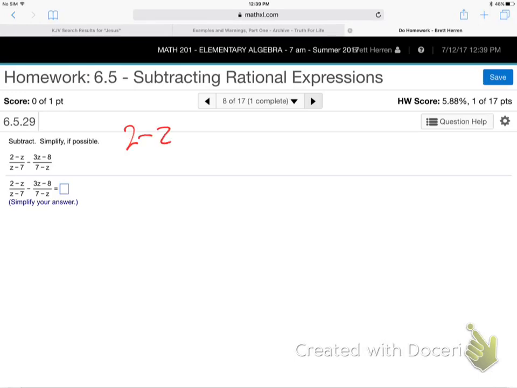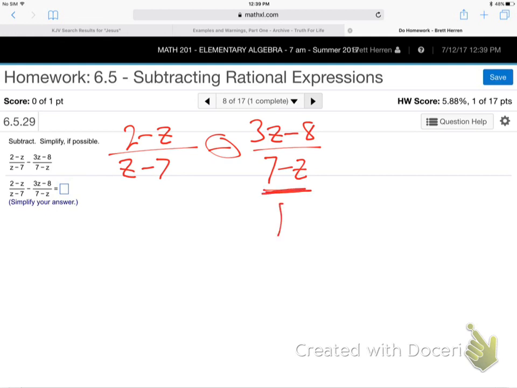2 minus z over z minus 7, minus 3z minus 8 over 7 minus z. Okay. Two things are going on up there. I'll let you copy that down. We got that minus in the front. You know what we're supposed to do with that: distribute to the upper right. But look right here. What needs to be done there? We got to turn that around, don't we?